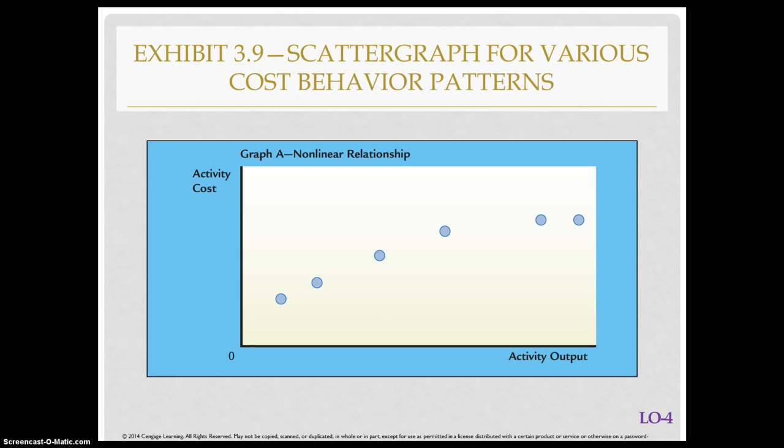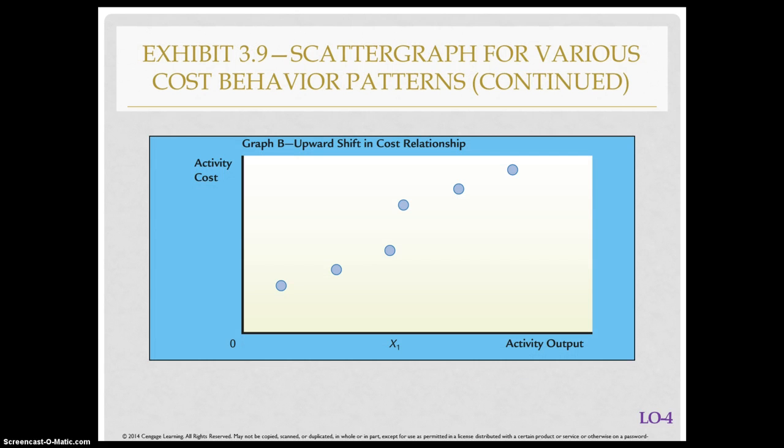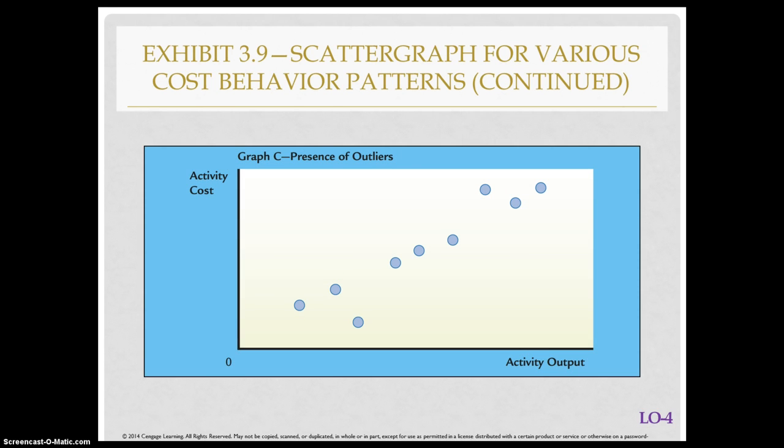This is another example of a scatter graph, and remember, it's a nonlinear relationship. So scatter graphs can be all over the place, and as we see here, our cost per unit seems to be going down with our activity output. But this is an upward shifting cost relationship, so our cost per unit seems to have a large jump when we get over a specific level of activity output.